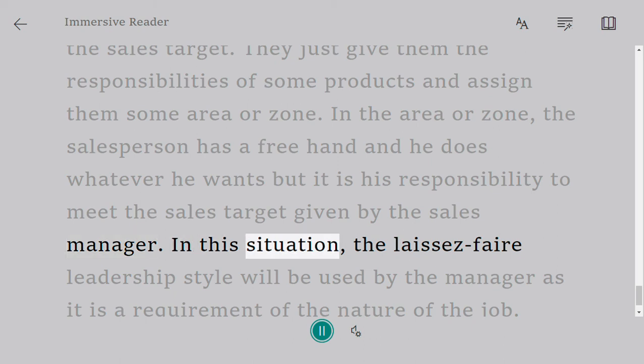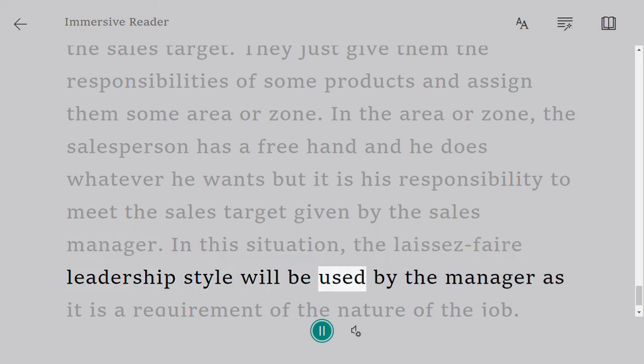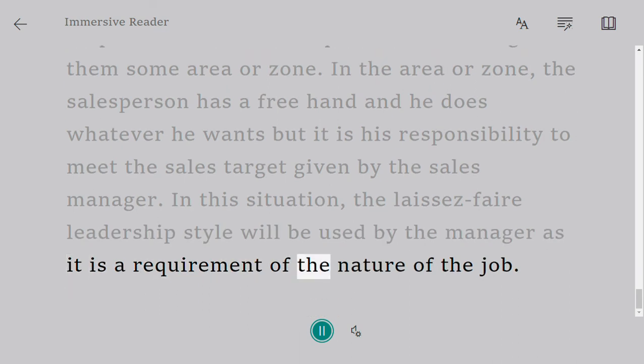In this situation, the laissez-faire leadership style will be used by the manager, as it is a requirement of the nature of the job.